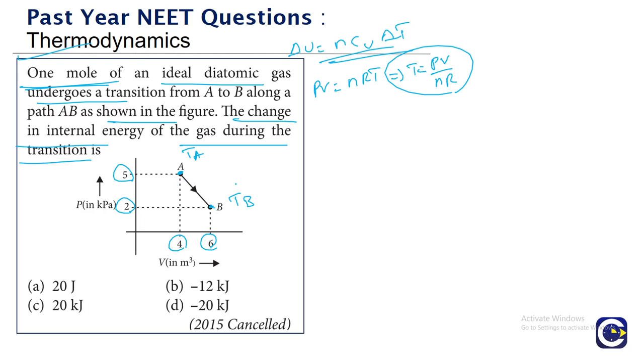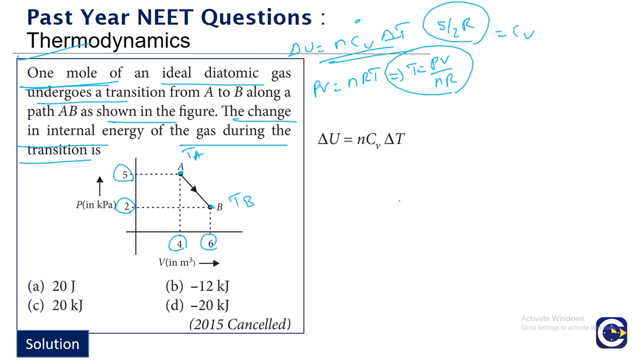Okay, and in this delta U formula, CV is coming for a diatomic gas. What is the CV value? It will be 5 by 2R. For a diatomic gas, CV will be equal to what? 5 by 2R. CP will be 7 by 2R. So these values, right, we should keep on top of our mind so that we will be able to solve the questions easily. Okay, now we'll just have to go and substitute them in the respective formula.